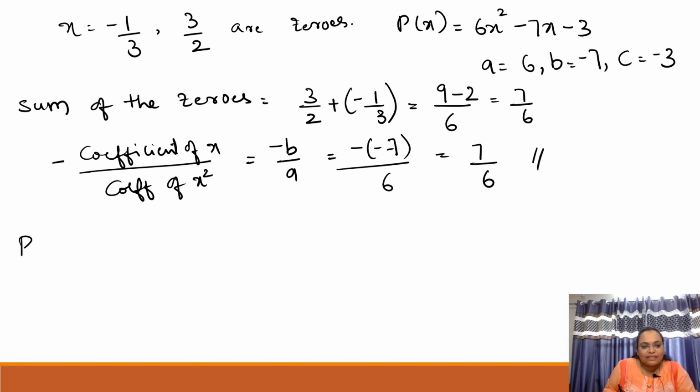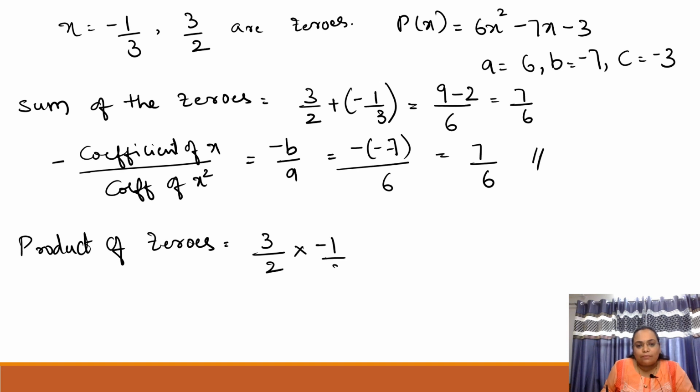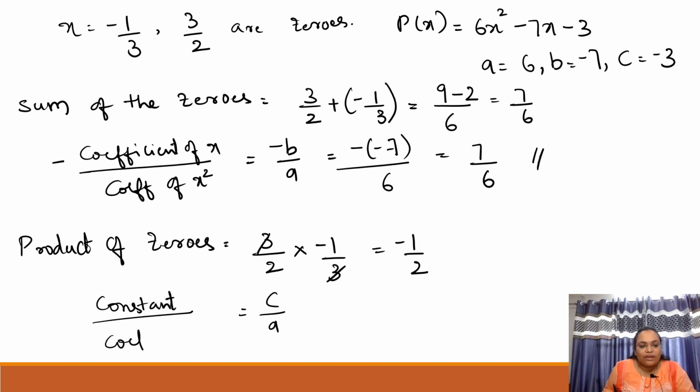Right? Now let us find the product of zeros. Product of zeros is 3 by 2 into minus 1 by 3. 3 will get cancelled. It is minus 1 by 2. Product of zeros is c by a. What is c? C is your constant term. Right? Constant by coefficient of x square.